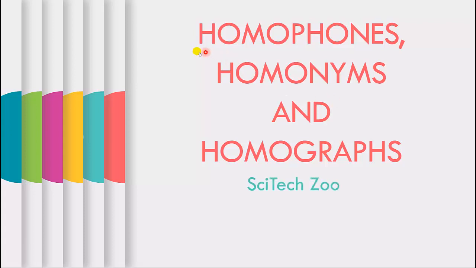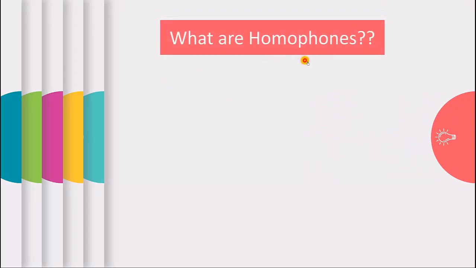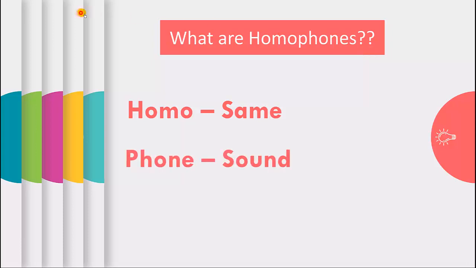Today we're gonna learn what homophones, homonyms, and homographs are. First, let's start by seeing what homophones are. What are homophones? To make it easier, I'll break it into two parts, homo and phones. So homo means same, while phones means sound. So together, they make the word homophones.